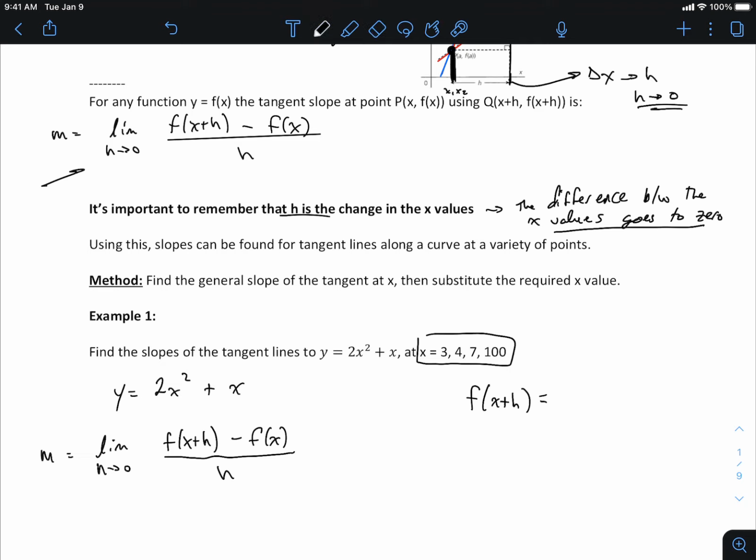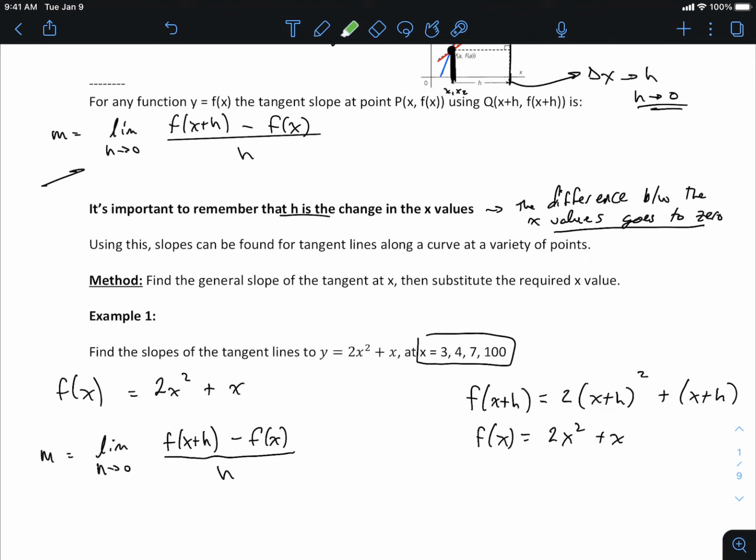Okay, and so you're going to get something else. You're going to get 2x plus h squared plus x plus h. And then obviously, this is just the function f of x, right? Maybe I should have written it like that. f of x is just the original equation, right? So f of x is equal to 2x squared plus x. Okay, and it's these two things.